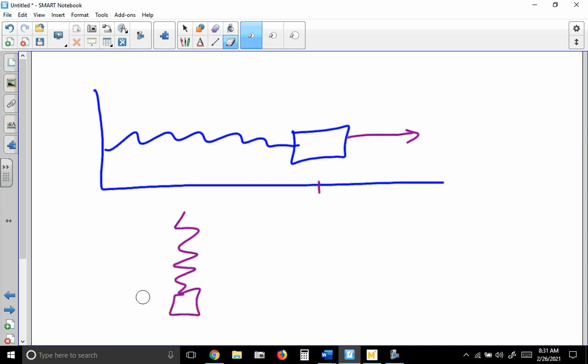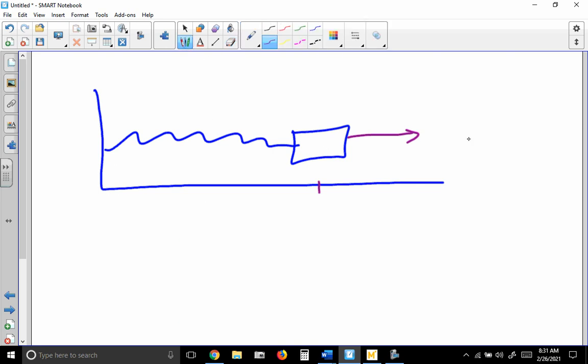And if we look at the behavior of that, for the horizontal spring, let's call this position x equals 0, and to the right, x is positive. Then if we were to make a graph of time versus the x position, then we would have a cosine or a sine wave.